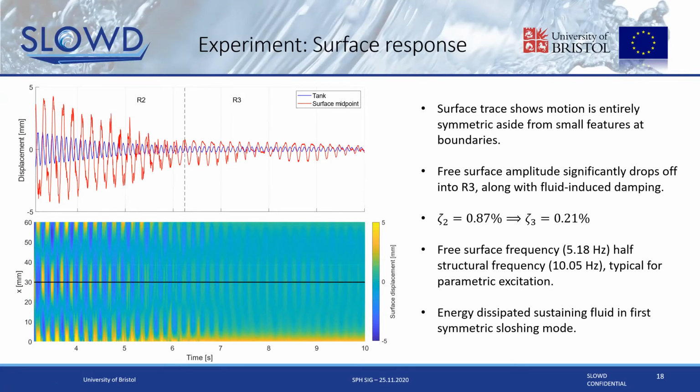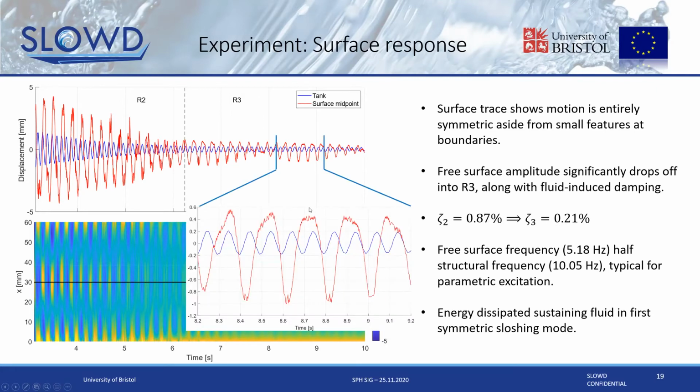The result of the fluid induced damping in R2 is a result of us driving this large amplitude surface response of the fluid in one of its mode shapes. So as we move from R2 to R3, we get this reduction in our surface amplitude, and obviously our fluid induced damping decreases here from about 0.9 to about 0.2% into R3.